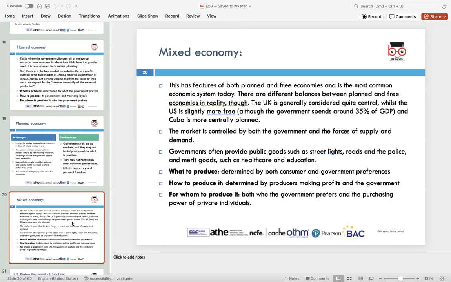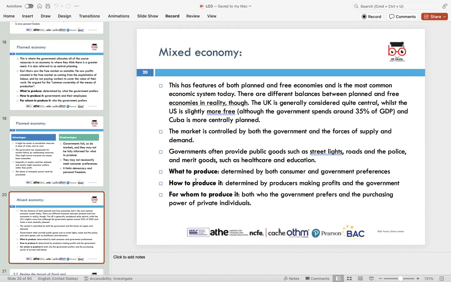So there are two factors that exert influence over the market: the government, and the dynamics of supply and demand. Governments frequently provide public goods like street lights, roads, and the police, as well as merit goods like healthcare and education.